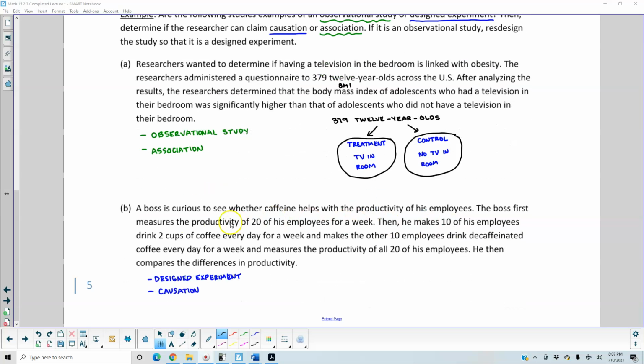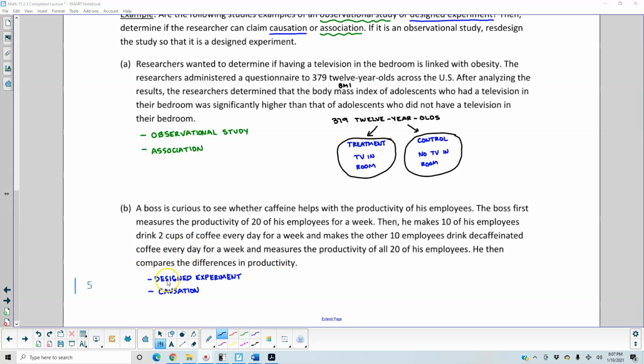Part B. A boss is curious to see whether caffeine helps with the productivity of his employees. The boss first measures the productivity of 20 of his employees for a week. Then he makes 10 of his employees drink 2 cups of coffee every day for a week and makes the other 10 employees drink decaffeinated coffee every day for a week and measures the productivity of all 20 of his employees. He then compares the differences in productivity.